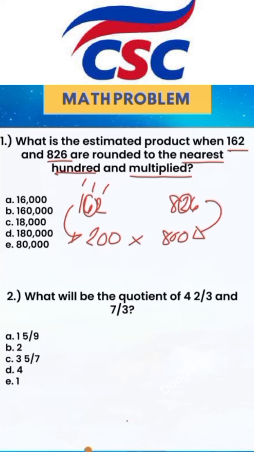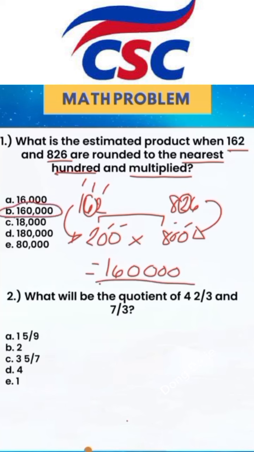Ang technique dyan, multiply niyo lang po yung 2 and 8, which is 16. At i-copy niyo lang po kung ilang pong 0. Ayan. So, ilang 0? 1, 2, 3, 4. Therefore, 200 times 800. Apat na 0. Lagi lang po natin. Apat na 0 is equal to 160,000. The answer is letter B.